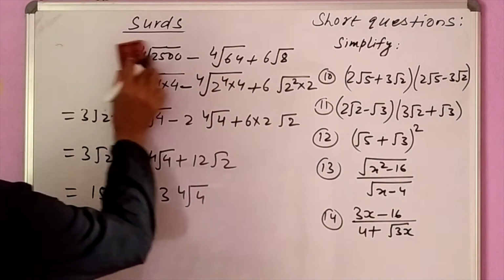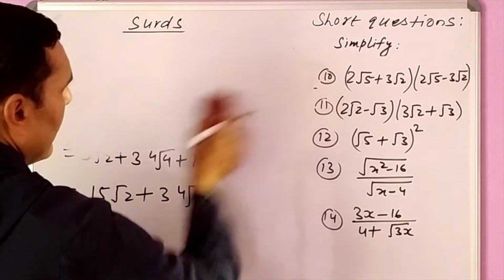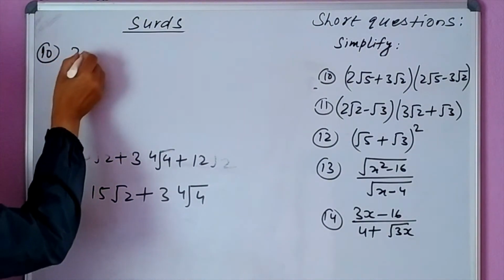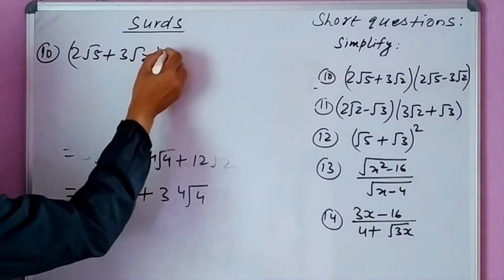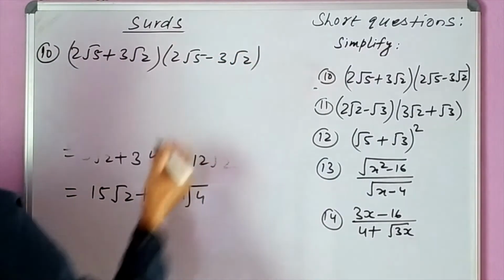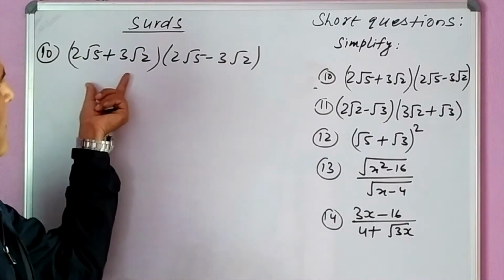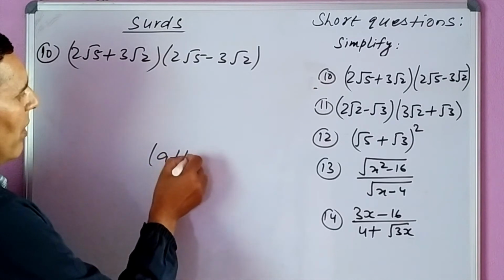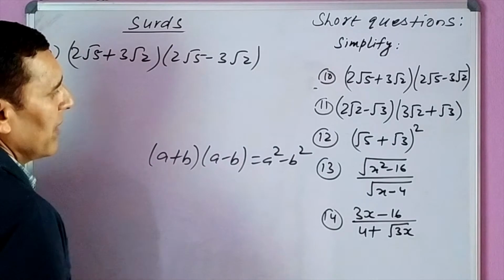This is question number 9. Now let's simplify question number 10. It is in multiplication form. 2 root 5 plus 3 root 2 into 2 root 5 minus 3 root 2. It is in multiplication form, but it is in a very simple form. You see that it is in the form of a plus b times a minus b. A plus b times a minus b is a square minus b square.